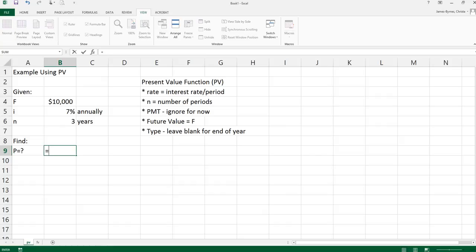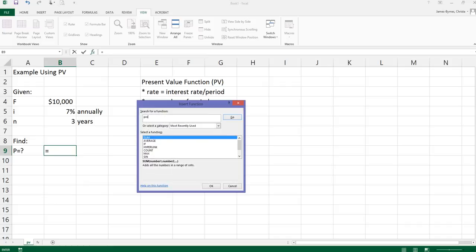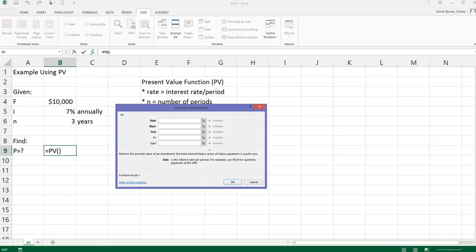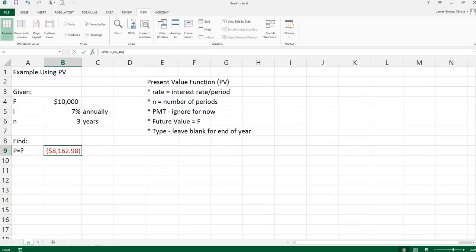If you remember, you can just type equal PV and it tells you what it's asking for. But if you don't remember, you can type function and type in present value, hit enter. Oh, NPV, no, PV, that's the one we want. It returns the present value of the total amount that a series of future payments is worth now. That's what we want. So what is our rate? We're going to always use cell addresses, 7%. The number of periods is 3. Payment, that's an equal payment we make over the life, we don't make one. And the future value is 10,000. Voila, there's your answer.